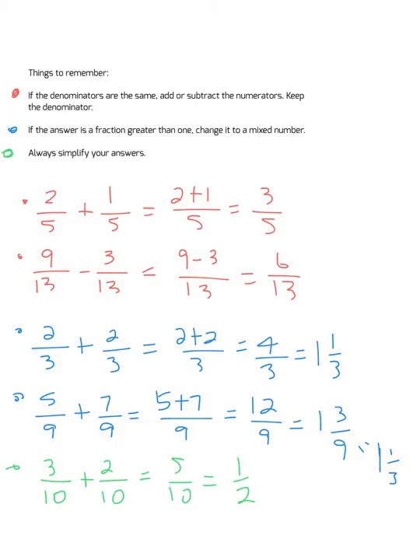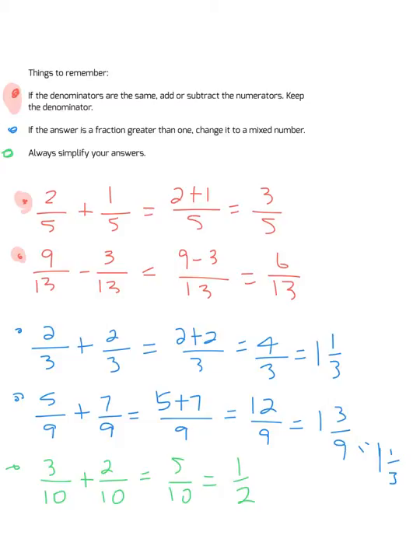Some key things to remember. If the denominators are the same, you're going to add or subtract the numerators and keep the same denominator. So in red down here you have 2 examples. 2/5 plus 1/5 is the same as 2 plus 1 divided by 5, which equals 3/5. 9/13 minus 3/13 is 9 minus 3, which is 6/13.